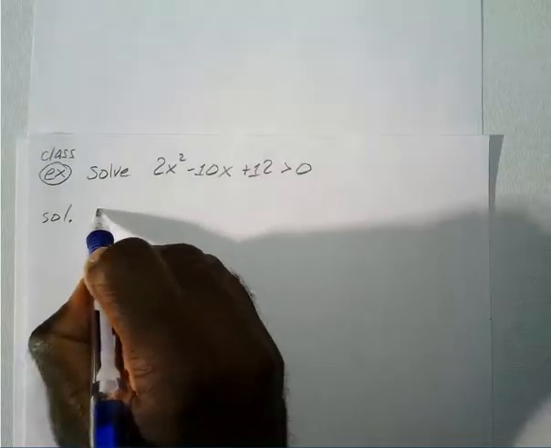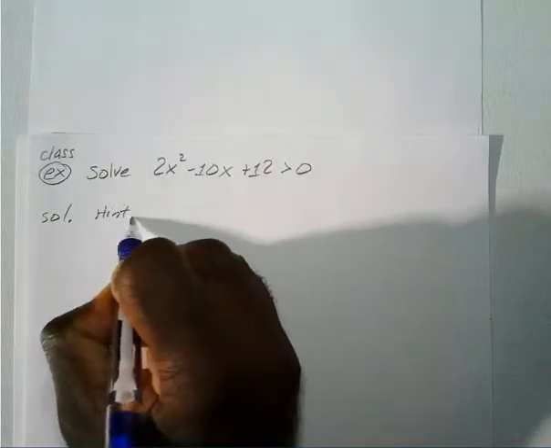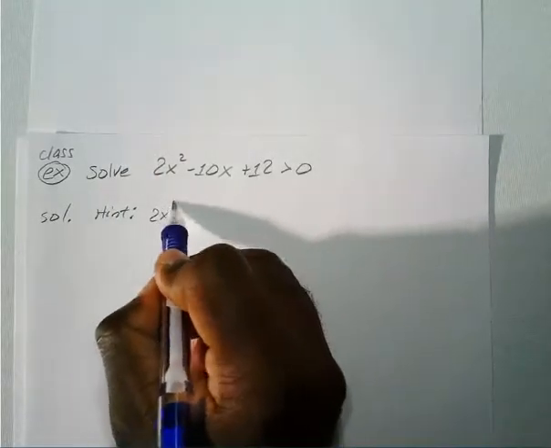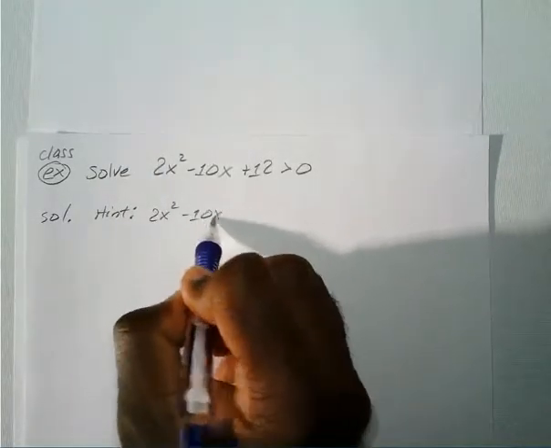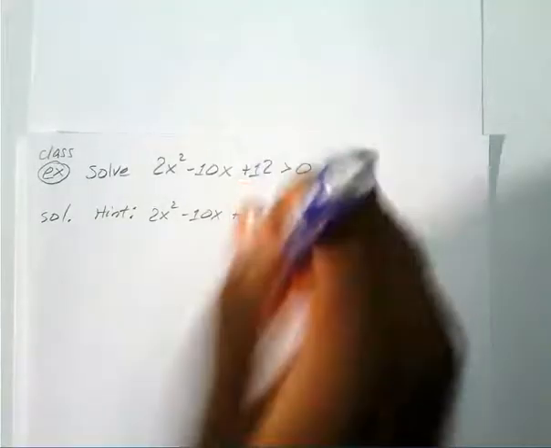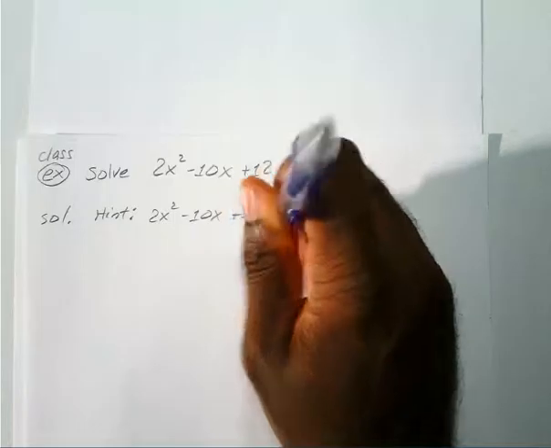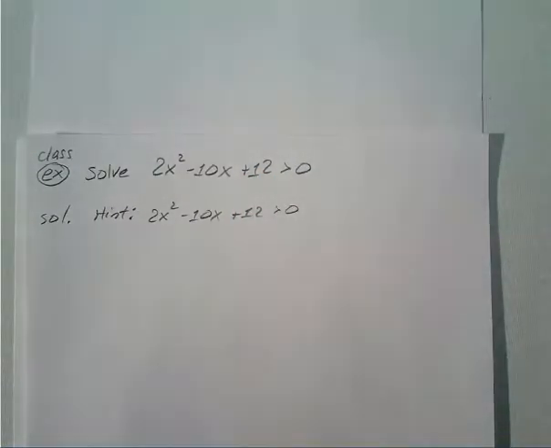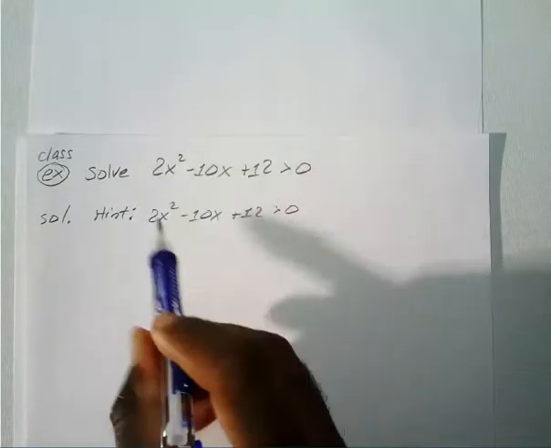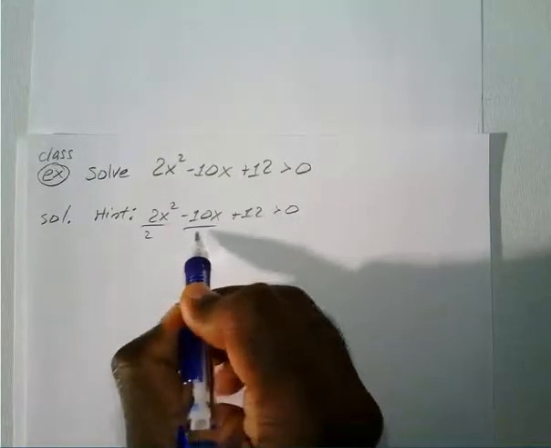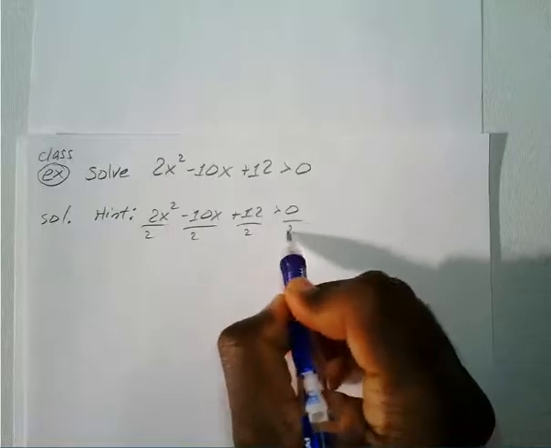Okay, now quick hint before we start our steps. You have 2x squared minus 10x plus 12 is not greater than or equal to, just greater than 0. Okay, so if you notice, all of these terms are even. So you divide each term by 2.